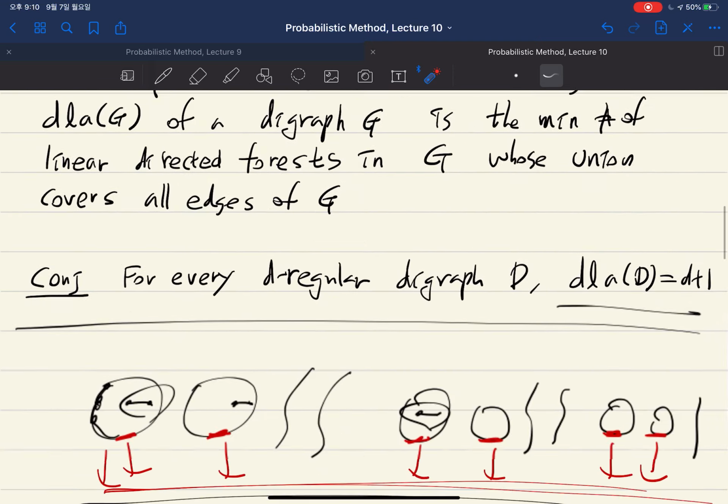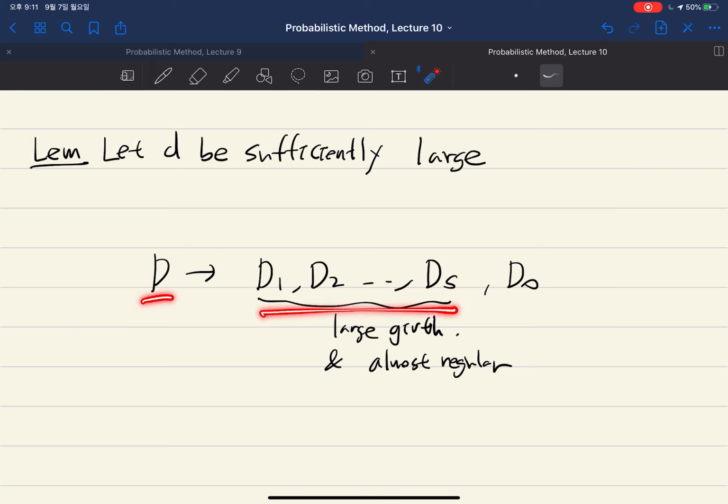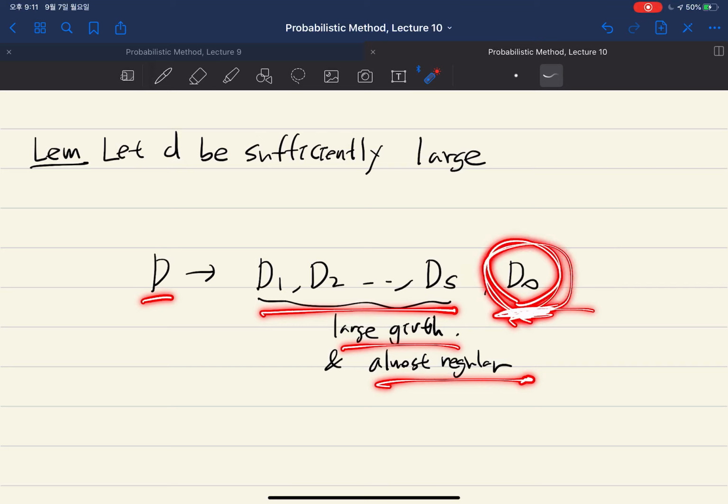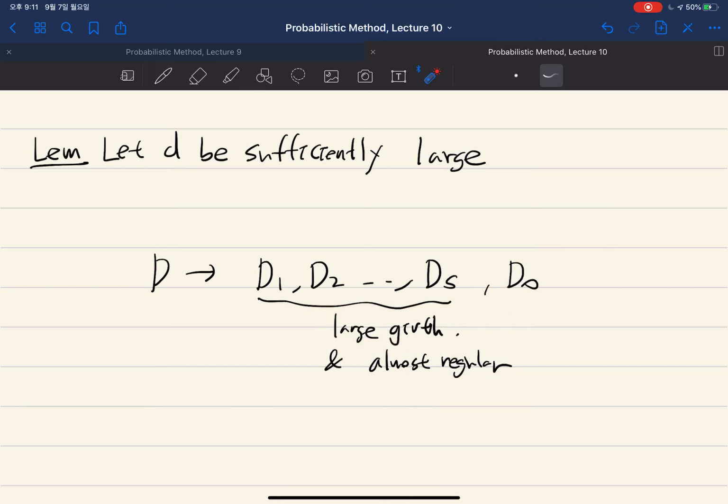We want to decompose this into several graphs with large girth and almost regular, and then one graph which might have much fewer edges. This is also close to regular, but the degree is much smaller than d. Then this we arbitrarily partition into several linear forests, and then we apply the previous lemma.